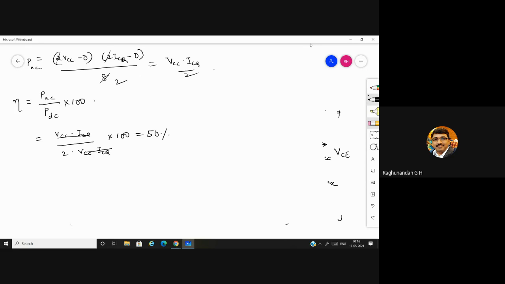Once you are done with this, sometimes they will ask you what is the maximum power output. For maximum power output we have the same procedure as what you have already done. So is the power output in AC or DC in this case?